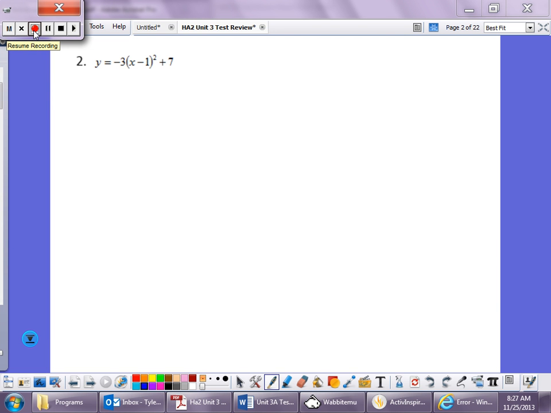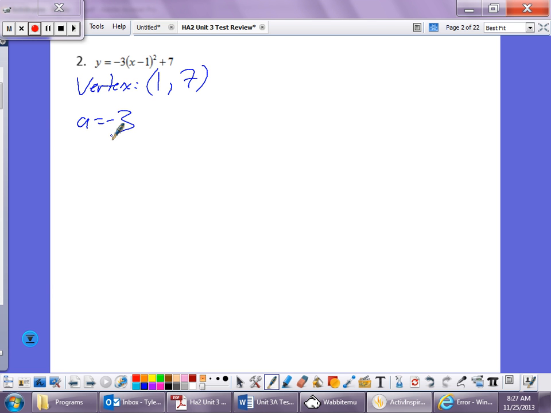All right, so this is in what form? Vertex form, right. So you know your vertex is going to be 1, 7, because that's my H and my K. And then your A value is negative 3. So that's really all you need to know to graph it. So the first thing you're going to do is plot your vertex at 1, 1, 2, 3, 4, 5, 6, 7.